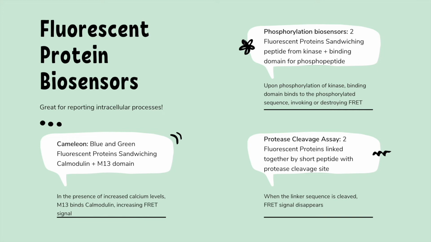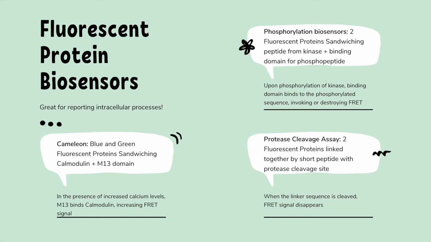Calcium acts as a second messenger in several signaling pathways of the cell, so this is a good method to use for that. Secondly, we have phosphorylation biosensors, which consist of a peptide that has a phosphorylation motif from a specific kinase and a binding domain for a phosphopeptide. This pair is sandwiched between two fluorescent proteins. When the biosensor is phosphorylated by the kinase, the phosphopeptide binding domain binds to the phosphorylated sequence, thus activating or diminishing FRET. This method can generate highly specific biosensors.